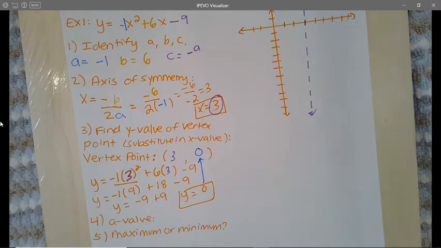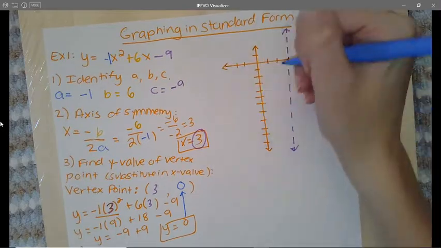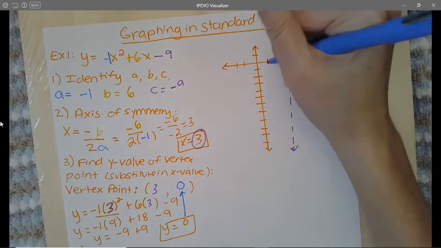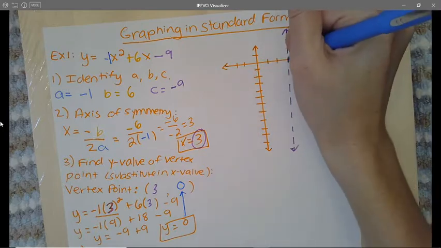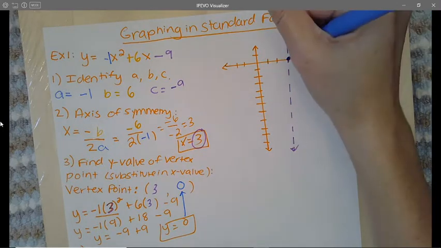Okay, so I'm going to go ahead and plot my vertex point. I'm going to plot it in blue. So my vertex point is at the point 3, 0. So 3, 0. That is my vertex.